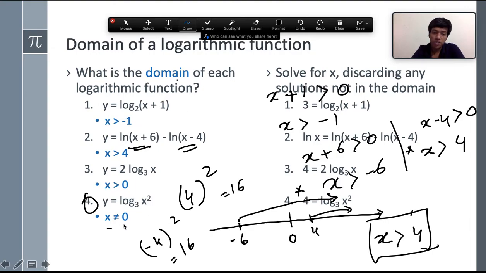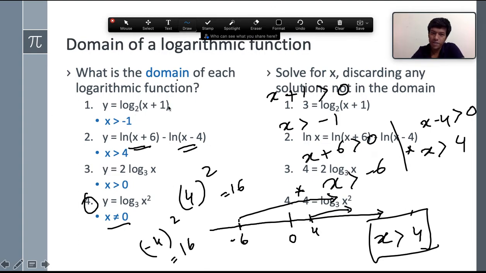Okay, and x is not equal to 0, because that's one of the fundamental rules. If x is 0, this becomes 0, and 3 to the power what equals 0, we do not know. Nobody knows. So that's why 0 cannot be possible. Actually, this is true for all the logarithms. This value can never be 0. Okay, 0 is not possible.